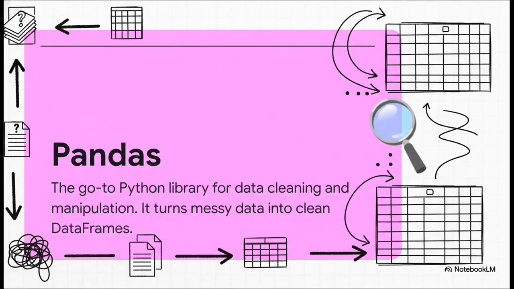So what's the superhero that made this transformation happen? It's a library called Pandas. Honestly, Pandas is the absolute cornerstone of data manipulation in Python. It's designed specifically for this kind of work, for turning messy data into these clean, powerful structures called data frames, just like the one we just made.